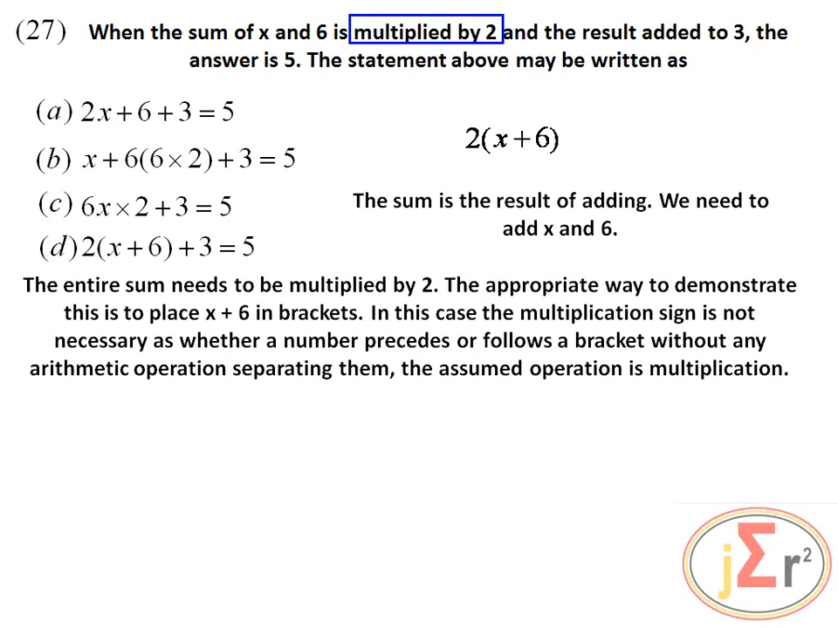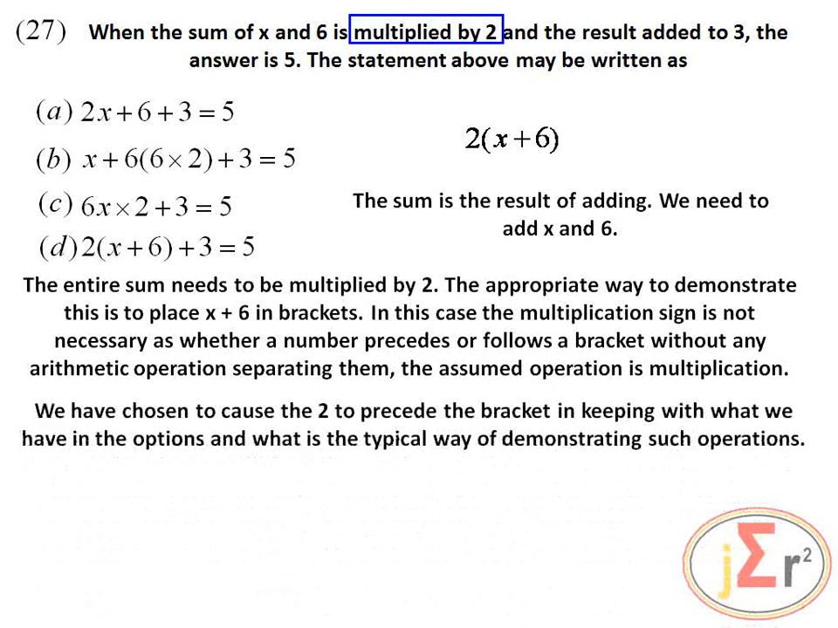So we need to just put x plus 6 in brackets, and of course, preceding the brackets we have 2. We may put it after, but it is more customary to put it before. We have chosen to cause the 2 to precede the bracket in keeping with what we have in the options. So we cause it to appear or to resemble the one that we have in the options. And also it is the typical way of demonstrating an operation in which a single number is multiplied by others that are enclosed in brackets.